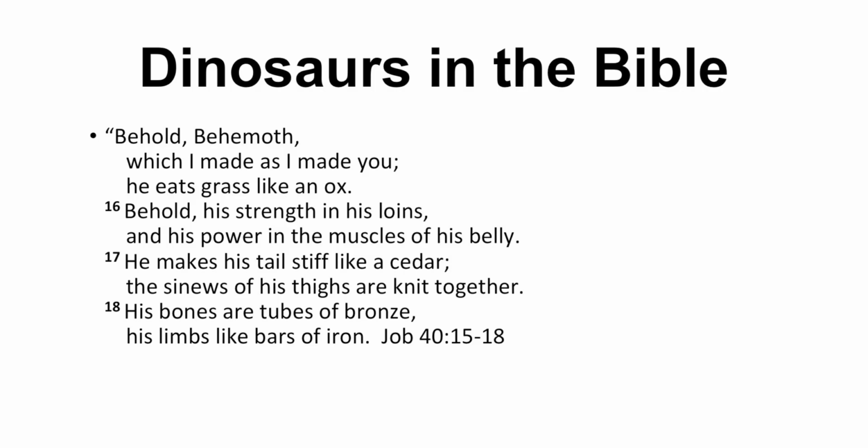There are dinosaurs in the Bible. Here's the book of Job. Behold, which means pay attention. This is God talking to Job. Behemoth, which I made, God says, as I made you, eats grass, incredibly powerful. Look at verse 17. He makes his tail stiff like a cedar. Now, cedars in the Middle East grew 30 feet high. So this animal has a stiff tail 30 feet long. It's not an elephant, folks.